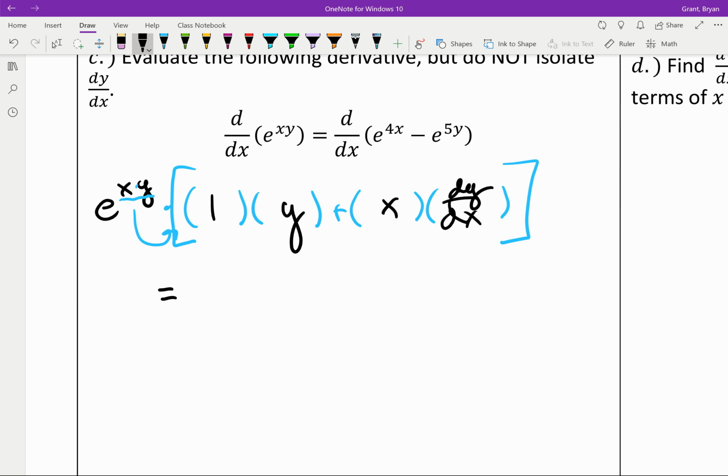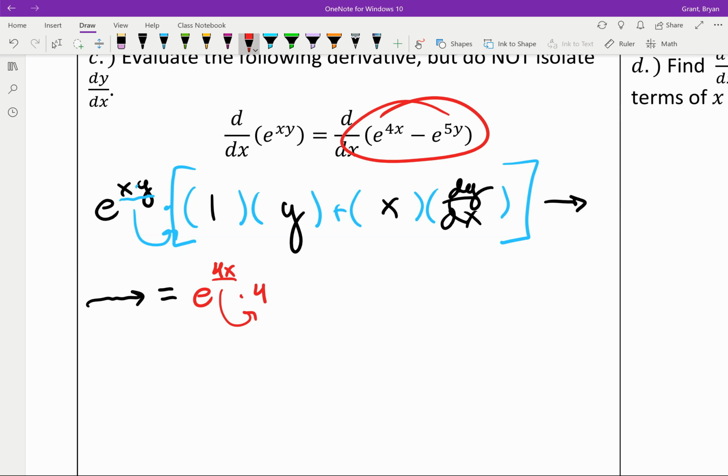Equals, okay, and so this is just going to be right here, and then equals, well, now we do the derivative of the other side. The derivative of e to the 4x stays the same, that's always the derivative, but then we need to compensate for the power, so the derivative of 4x is 4, minus e to the 5y stays the same, always the derivative of e stays the same, but then the derivative of 5y, well, 5 stays the same, but when we did the derivative of x here, it became 1. The derivative of y is dy dx.